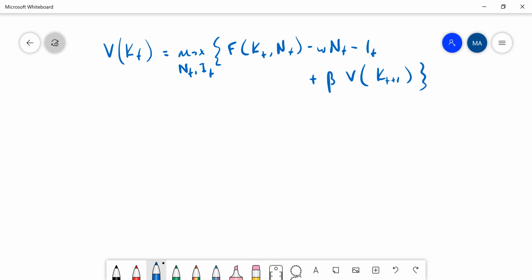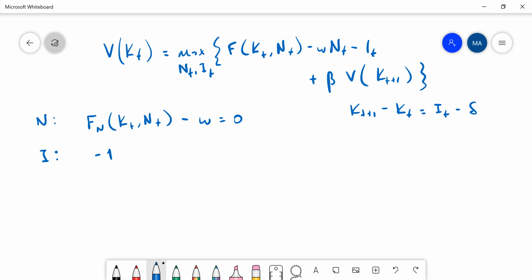Okay. So for N, you have what? You have Fn KT NT minus W equals 0. For investment, you have -1. Don't forget the constraint. Constraint is like this. IT delta KT, right? So you have -1.